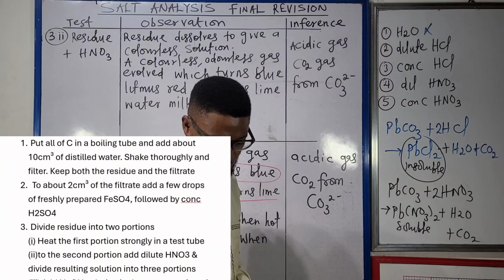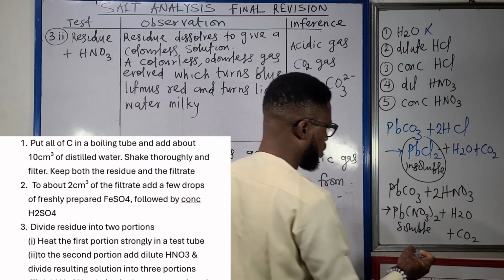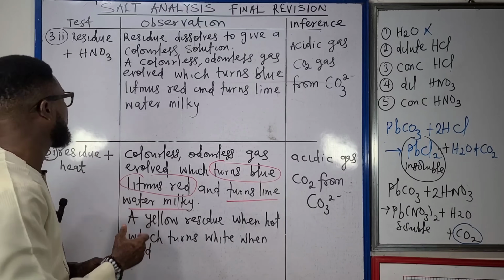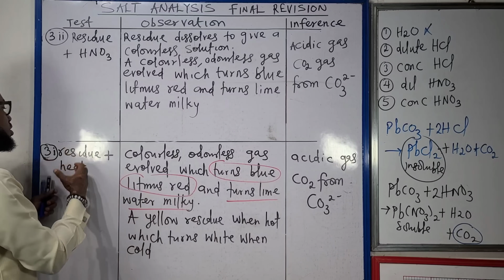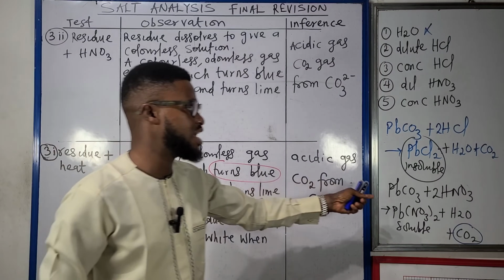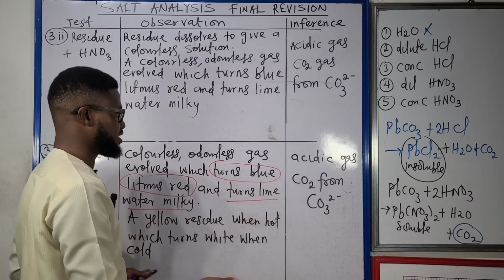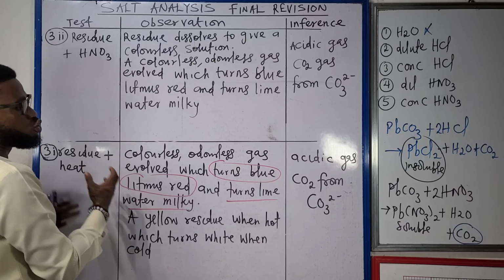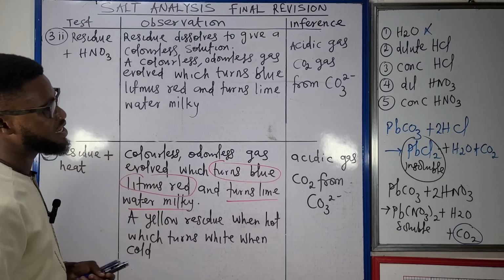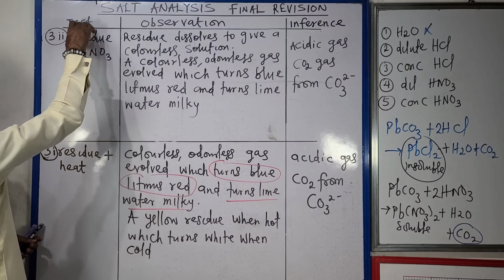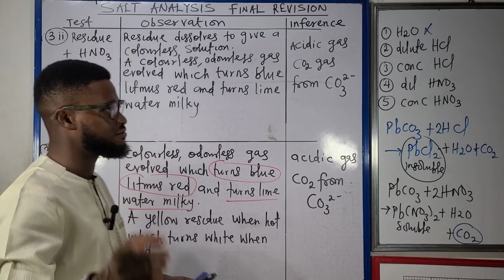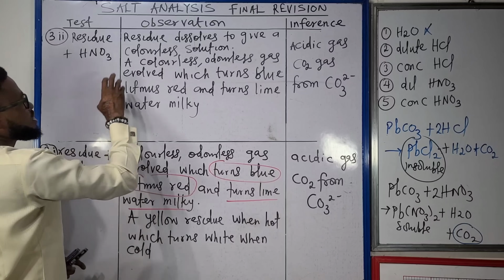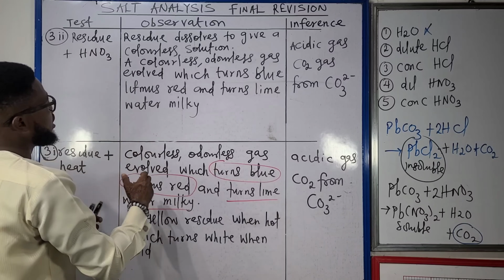And in this case, we have to then talk about the carbon dioxide involved. So when it comes to identifying carbon dioxide, it could be the residue plus heat, since lead carbonate can be decomposed on heating. And we're going to be looking at CO2 from CO3 2-. If you're not told to heat the residue directly, in identifying carbon dioxide, you can also be told residue plus HNO3. But take note, I've explained why we cannot use HCl. It is going to be nitric acid, dilute nitric acid.